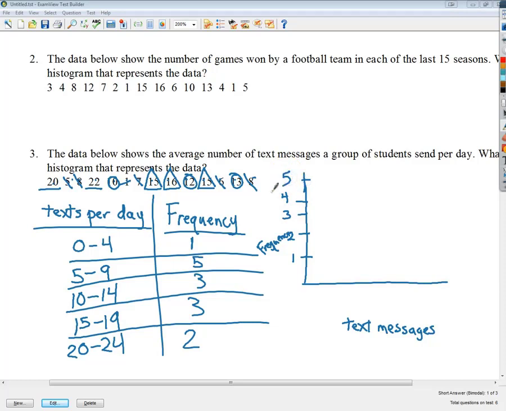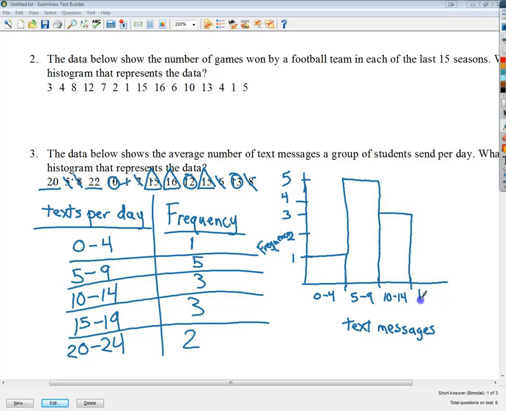Now, in my 0 to 4 group, I only have 1. So that's that. In my 5 to 9 group, I have 5. So there's mostly 5 to 9 would be the most common number of text messages sent in our little group that we've created. And then I'll do 10 to 14, and they're at 3.